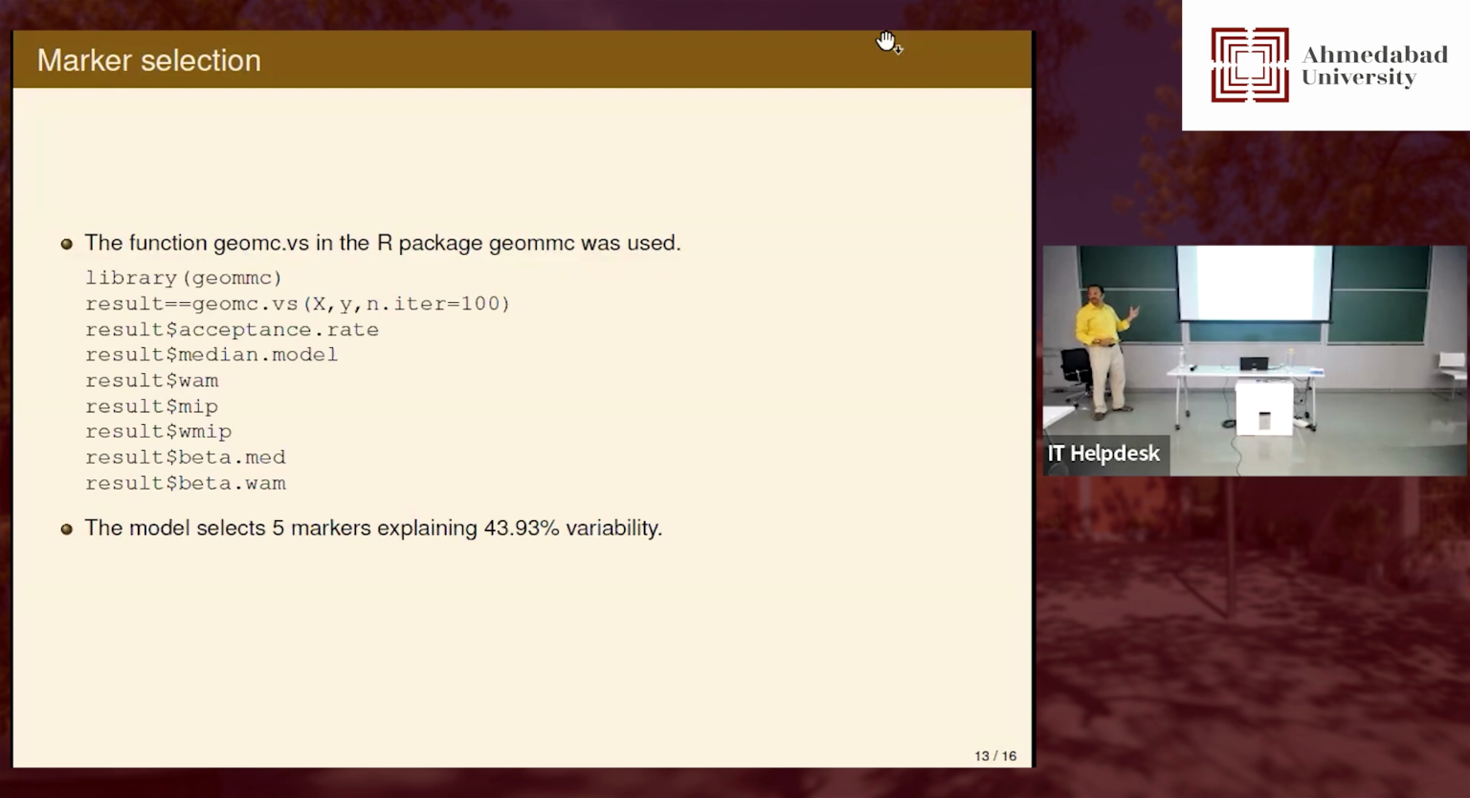The X matrix, that 369 by 800,000 dimensional matrix, and Y, the response. And I'm telling it how many samples I need, n.iter, how many iterations of the Markov chain you want to do. Suppose I say 100. Then it will give you 100 samples of a Markov chain from that model. There are different summaries which tell you, for example, which are the important predictors.